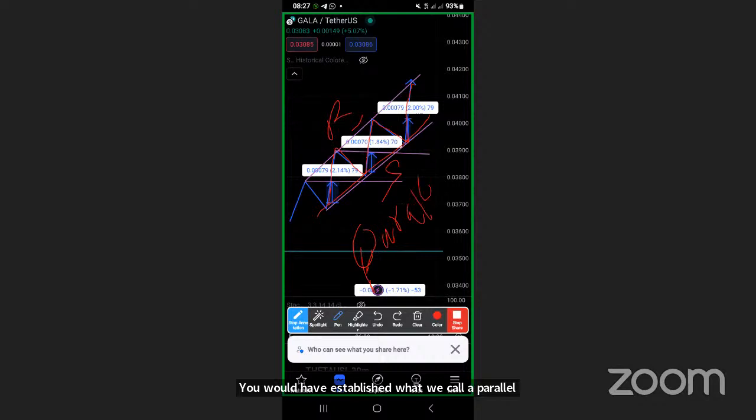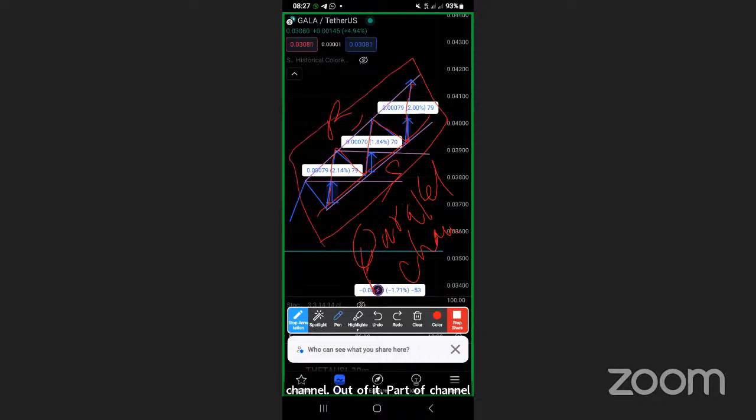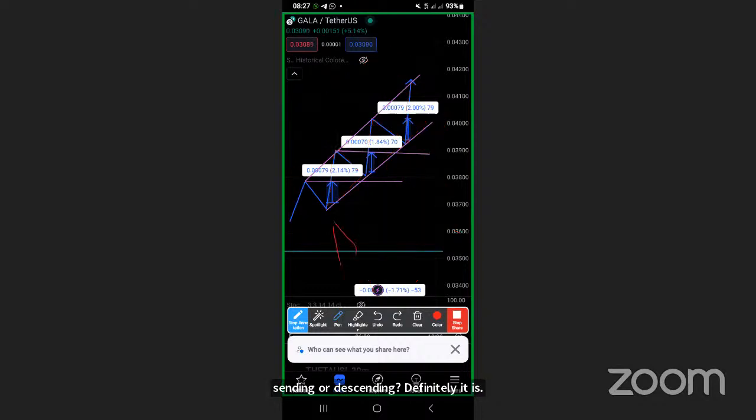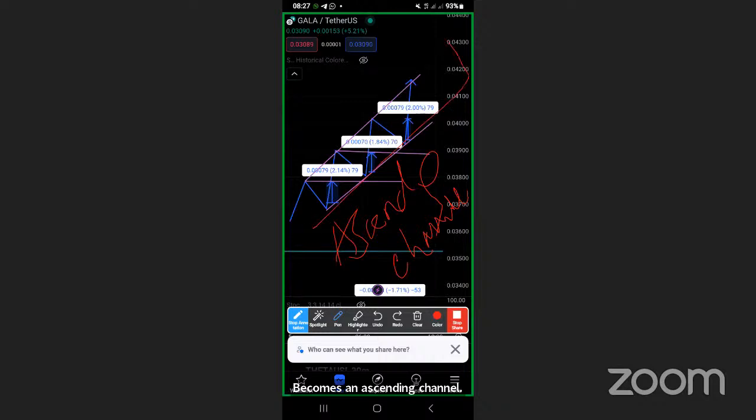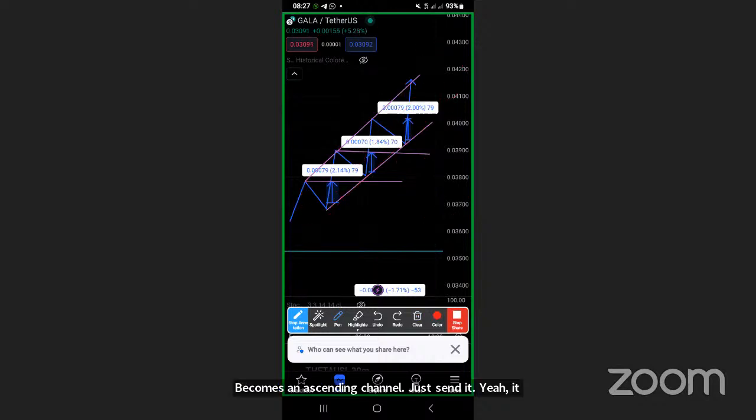A parallel channel. Where is the parallel channel moving towards? Is it ascending or descending? Definitely it is ascending. Ascending means it is going up. So it becomes an ascending channel. It is moving up. So you want to see how the market price will be playing about in between this channel, right? So that is the essence.